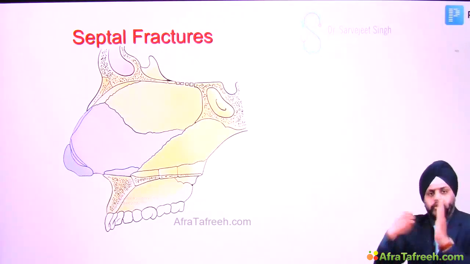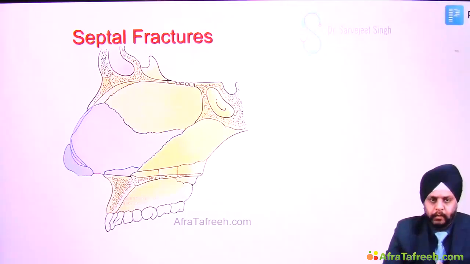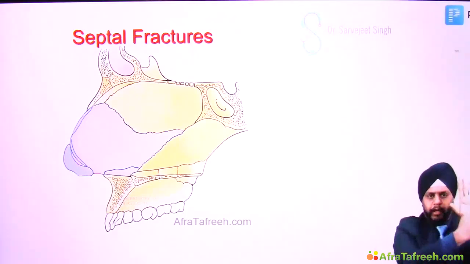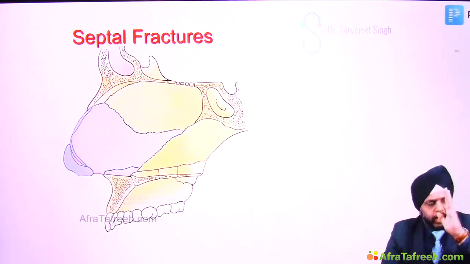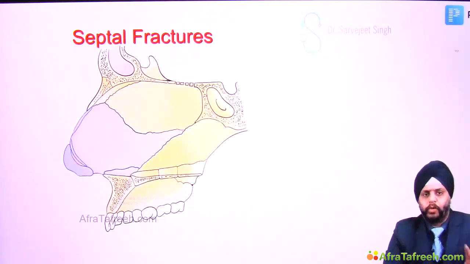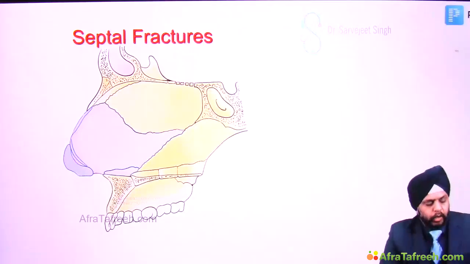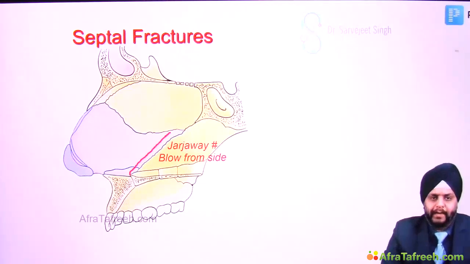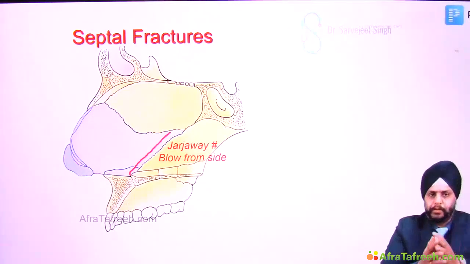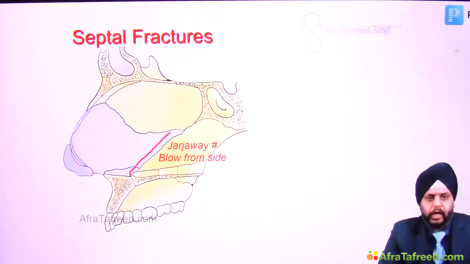Now when you punch it like this, what will happen? It will break. It will break away from the bone to which it is attached, right? What do we call it? We call it a jar-away fracture, okay? So that is jar-away fracture.